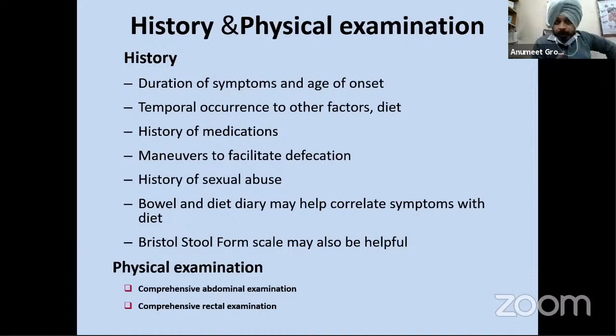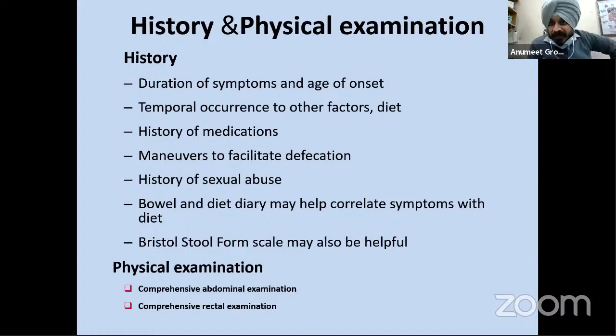How to proceed with the constipation patient? It's not like that the patient has come with constipation. When we know the causes or the subtypes of constipation, history and physical examination is important from many perspectives. That is, what is the duration of the symptoms? That is very, very important.